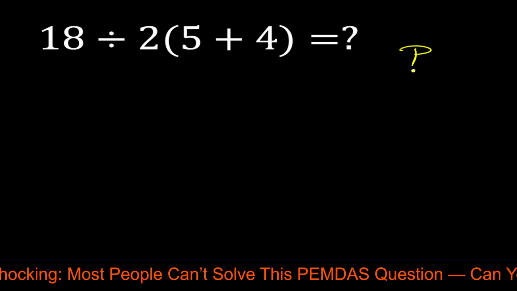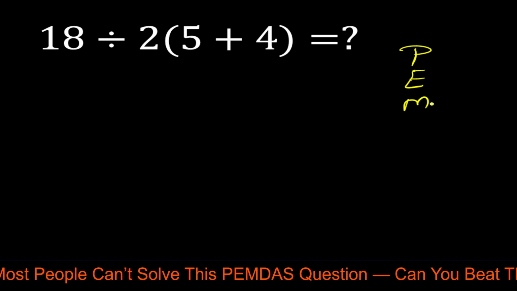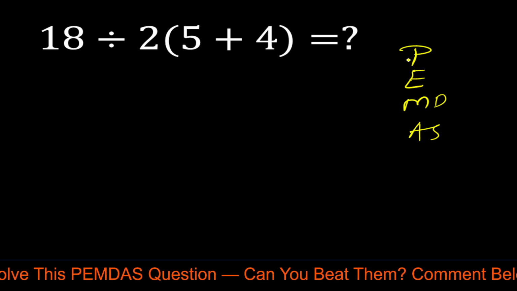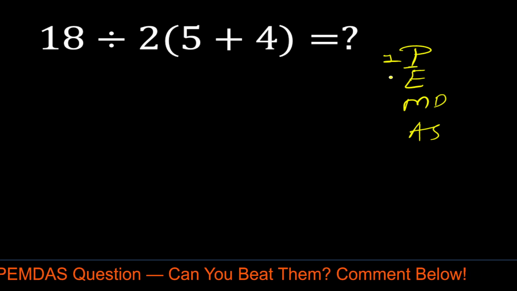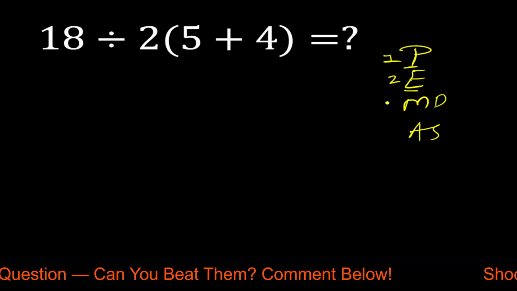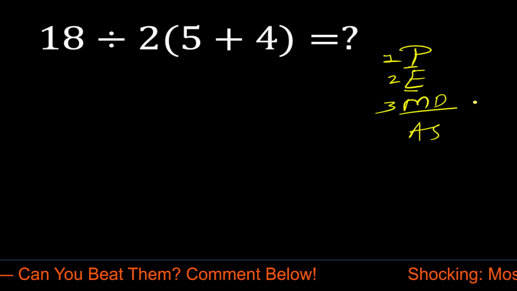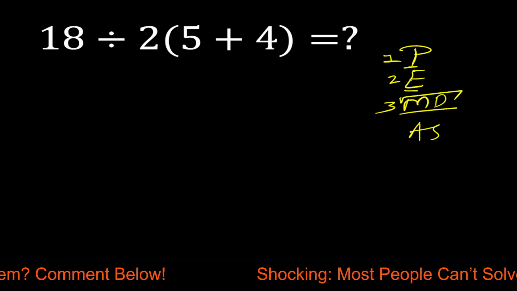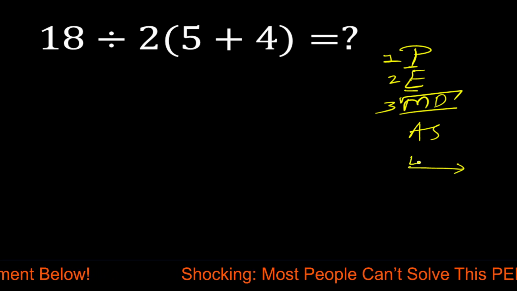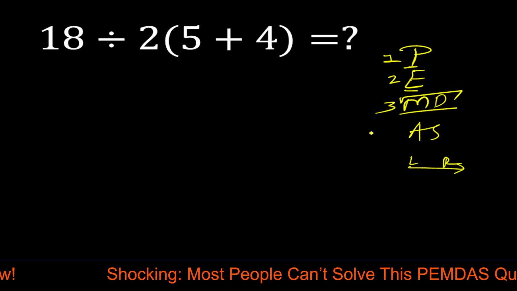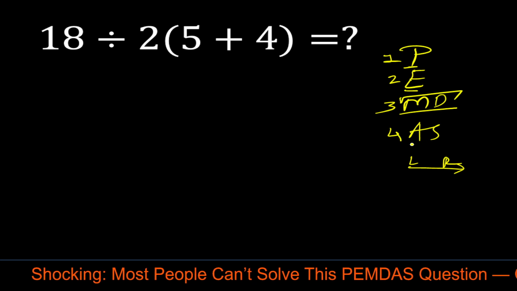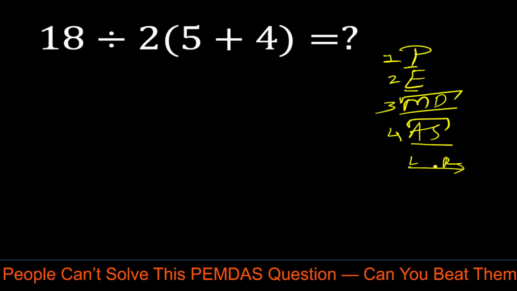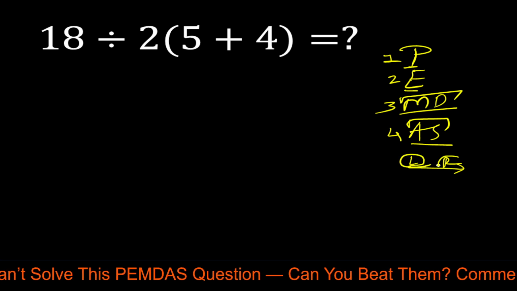So PEMDAS, P-E-M-D-A-S. According to the PEMDAS rule, first priority is parenthesis, then second priority is exponents, then third priority is multiplication and division. Here multiplication and division both have equal priority, so we have to solve it from left to right. And fourth and last priority is addition and subtraction. Addition and subtraction both have equal priority, so we have to solve it from left to right.